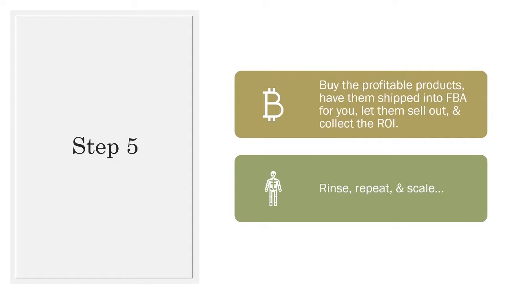But the majority of the time, you're going to have it shipped into FBA directly from the wholesale supplier, and then you never actually have to touch the products. They'll do all the packaging for you. FBA will receive them and label them for you, and boom, that's how you can scale it quickly with a lot less of your time. So buy the profitable products, have them shipped into FBA, let them sell out, and then collect the ROI. Rinse, repeat, and scale. It's really that simple.